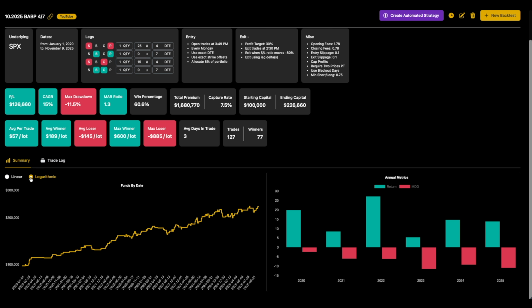Look how smooth this curve is. Is that a curve that you would like? Yeah, it's a curve that you would like. I still don't love this MAR. This capture rate's decent. Your win rate is more than your loss rate, and your winners are bigger than your losers. You can have some pretty nasty max losers.